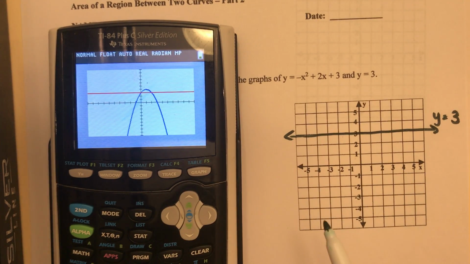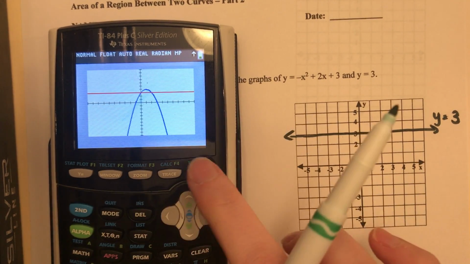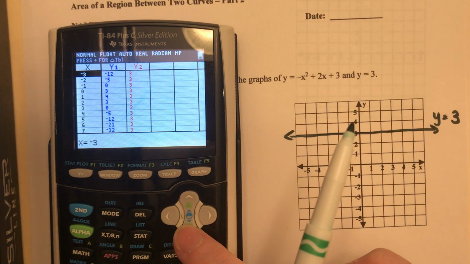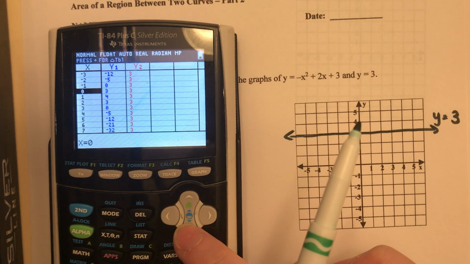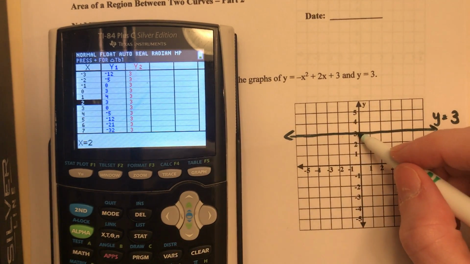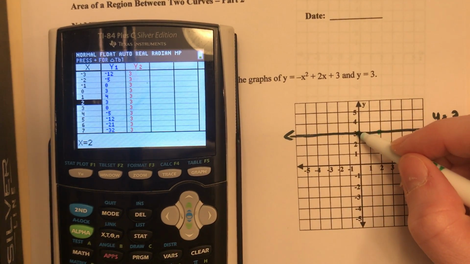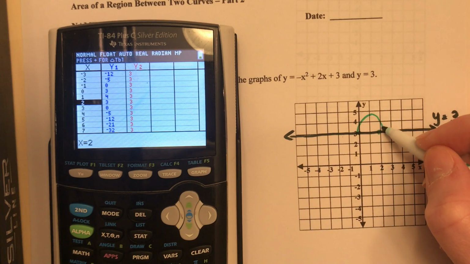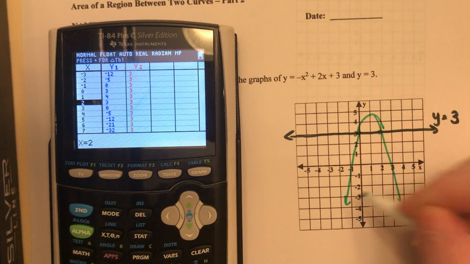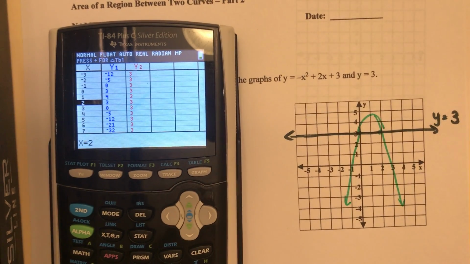Now, if it looks like they're going to intersect at nice, easy points, you can always go to your table of values and see if you can find a matching point there. So I see they cross at 0 and again at 2. So I'm going to draw a quick sketch of my graph here. Doesn't have to be beautiful. And I'm going to shade the region between the two curves.